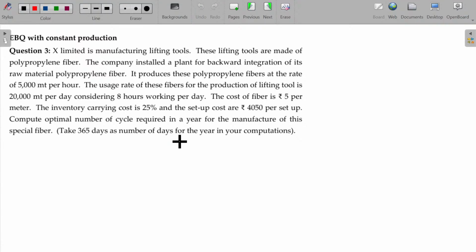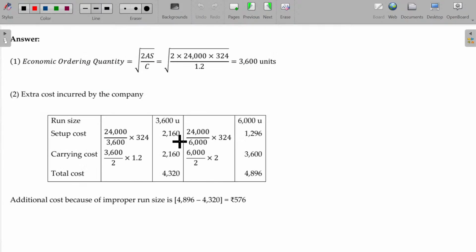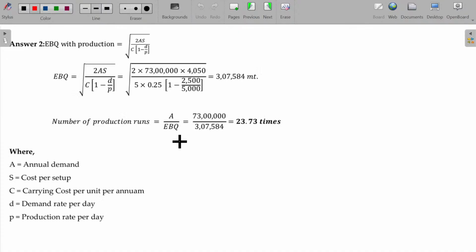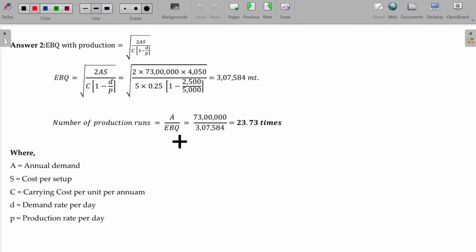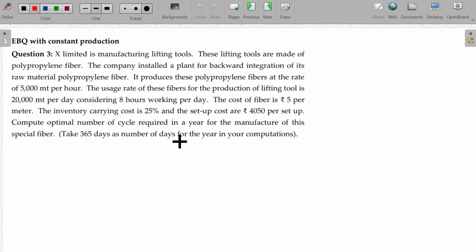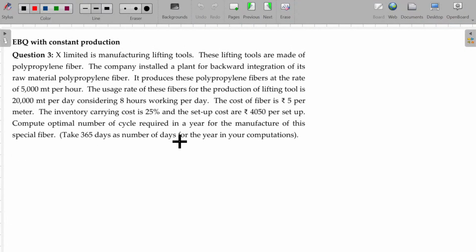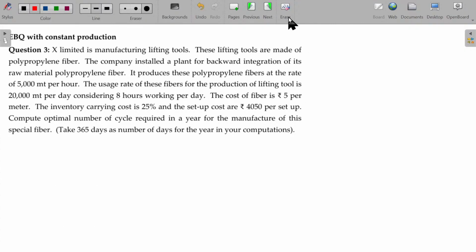So we have completed questions 1 and 2. These questions were completed already, right? Along with the material and the EBQ in the previous class itself. Now my intention is to make you understand question number 3 with a different approach.